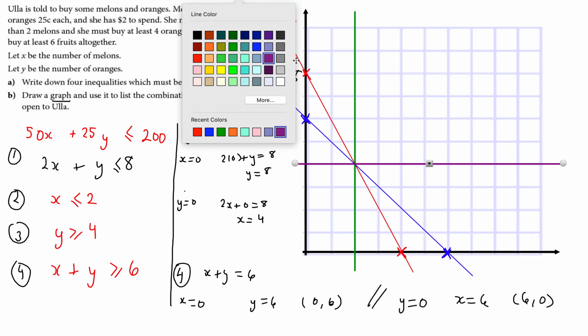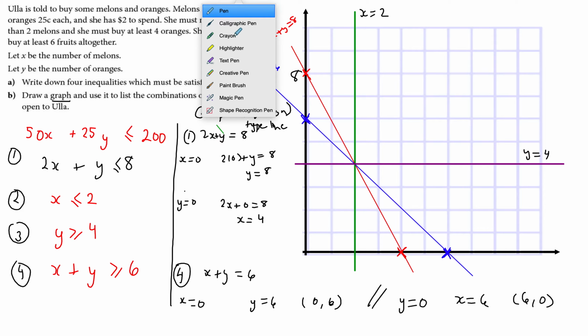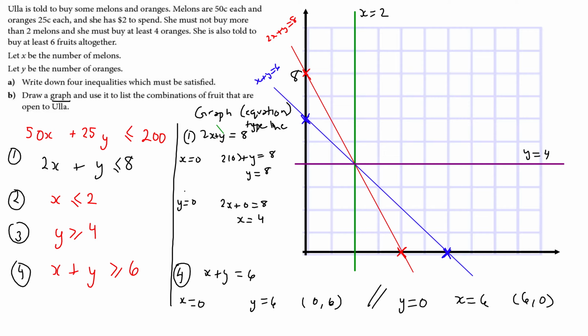Purple. Okay. So label the lines so that you're not confused with which line is which. This is y equals 4, and this is x equals 2. Now that you've graphed them, we have to actually shade, because what we have graphed are equations and not the inequalities.